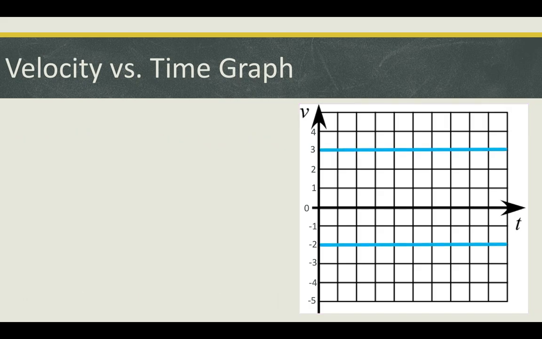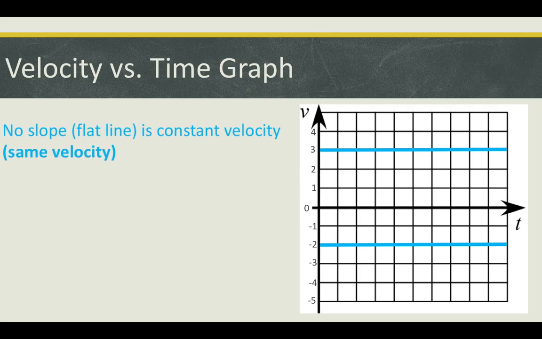All right, on this next review, let's look at these blue lines. In this case, this shows us a line that has no slope. If there's no slope on the velocity time graph, then that indicates something that's continuing at the same velocity.